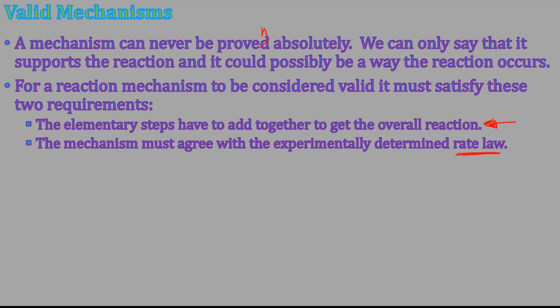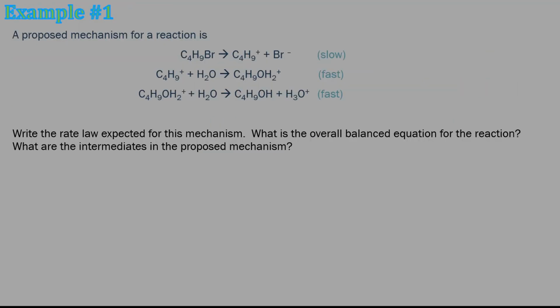So we found out how to do that before, where you vary the initial concentrations and you hold some of the concentrations constant to see how the rate is affected. Well, the mechanism has to agree with that experimentally determined rate law. All right, so if we look at this one, write the rate law expected for this mechanism, what is the overall balanced equation for the reaction, and what are the intermediates in the proposed mechanism. So if I add them all together to get the overall reaction first, all right, then what I can see canceling out, C4H9 plus cancels out, right?